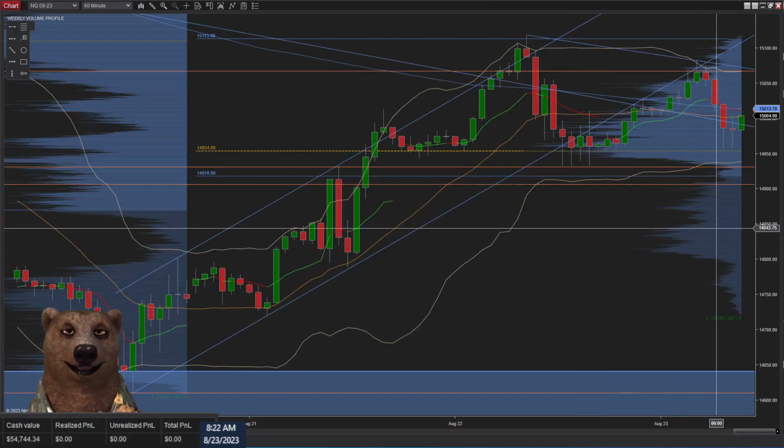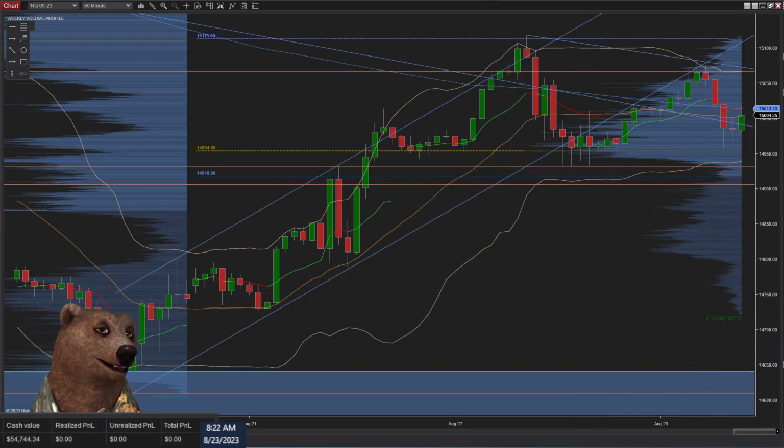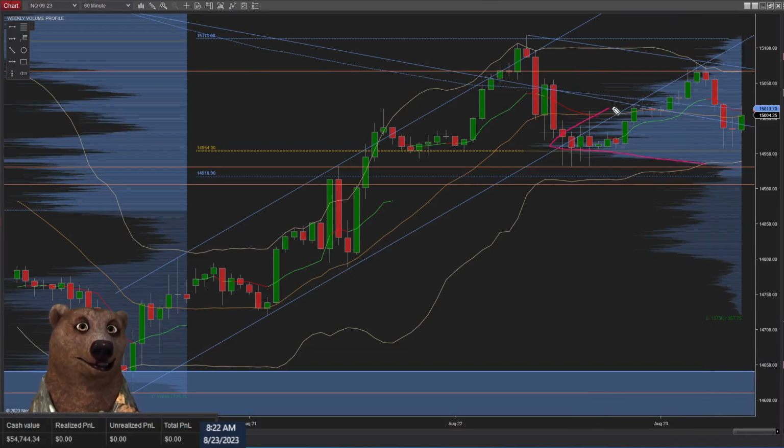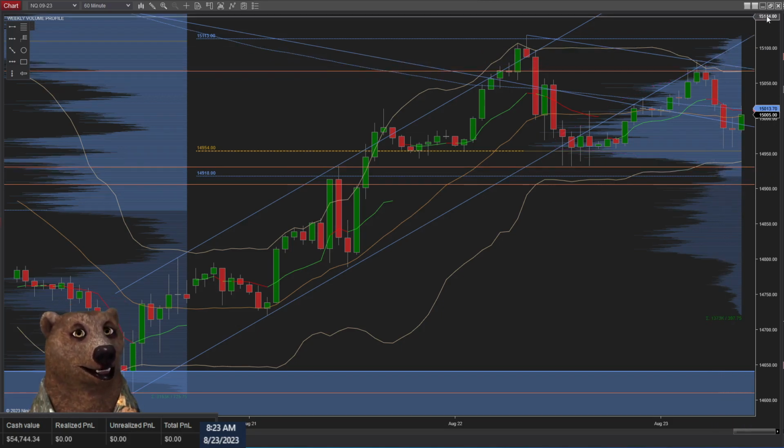Look at today, Thursday. We're right in the middle of this volume node, kind of just an imbalance. It's like trying to trade the middle of a range, and it's not really the best idea to get in the middle of a range. That's where we're at, so I think we really just need to let the market open and move around.